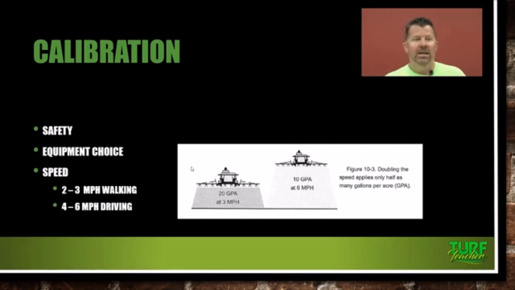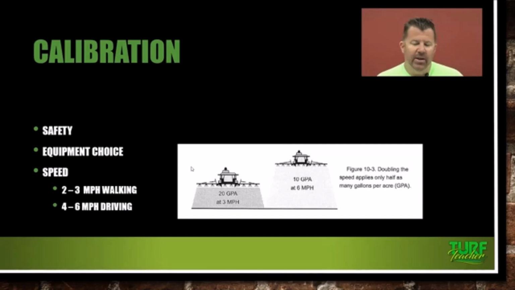Your equipment choice, guys, each piece of equipment is going to be calibrated different. You may be using a boom sprayer, so you're going to have to check the nozzles, the types of nozzles, if they're damaged. If you're doing a gun sprayer that's mounted to your truck, a big truck sprayer, each application is going to have its own different equipment, and each one is going to be calibrated differently. And remember, really with your speed, you want to keep between 2 and 3 miles an hour walking, and then 4 to 6 while you're driving a piece of equipment, whether it's a tractor or one of these ride-on spreader hopper things that was developed mainly for the lawn care industry.